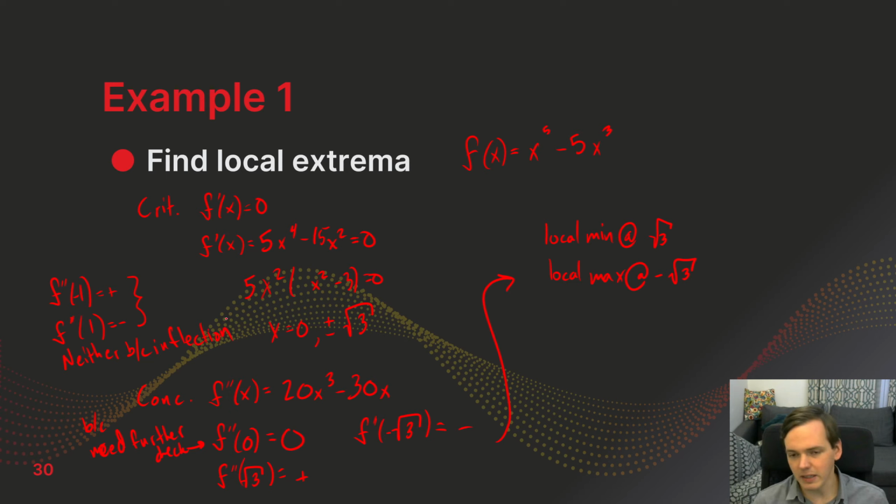And that's the idea behind the second derivative test. You find the critical points, you check if they're concave up or concave down, which will in turn tell you if they're local minima or maxima.